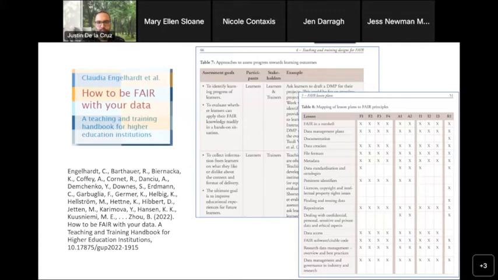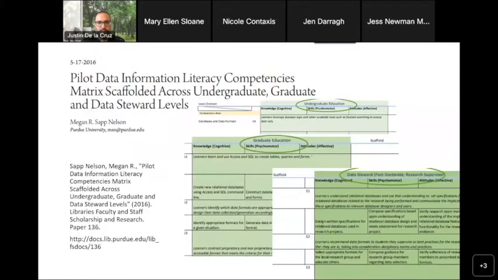Another source, which I think is really fantastic, perhaps in this quickly changing ecosystem a little bit dated because it was from 2016, but what I really like about this matrix is that it really scaffolds the data information literacy competencies across all levels.